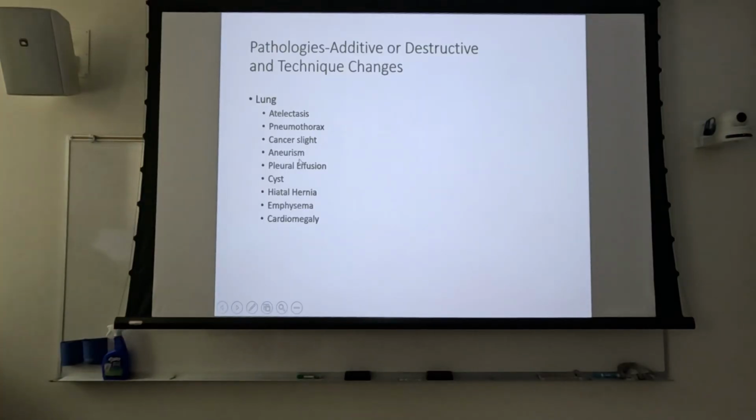So aneurysm. The most common place we're going to see an aneurysm is in the abdomen. And the most common time that we're going to see that is not when we're looking for an aneurysm or even any kind of belly issues.